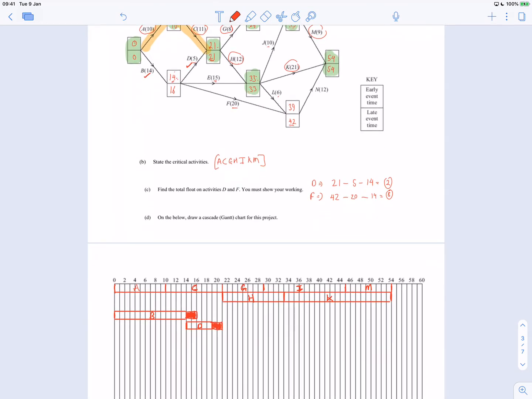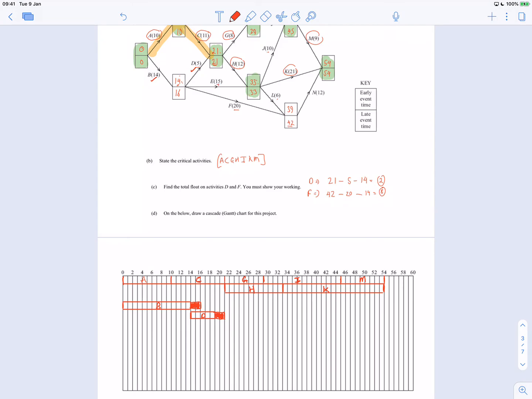So that's D. Alphabetically, let's go E. So that could start at 14 as well. So there's E. And then it's 15 long, so it's going to take me up to 29, which is here. You can probably get the idea what's going on here. I'm just being thorough. So this is activity E. And 33 minus 15 minus 14 is the same as 33 minus 29. That's got a slack of 4, or we can just take this up to 33, which is here. So it's got a big slack there of 4.